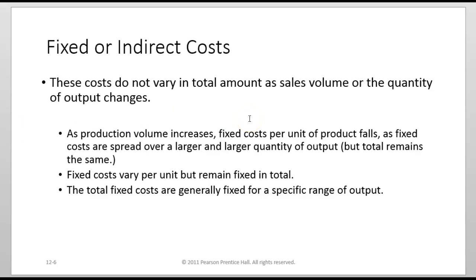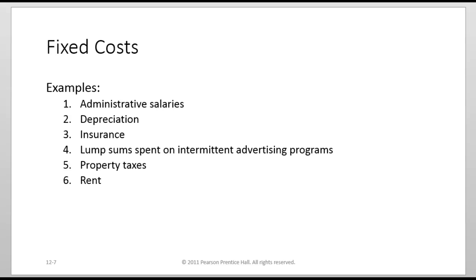So what are fixed or indirect costs? These are costs that aren't going to vary no matter what your sales volume is. If your production volume increases, your fixed cost per unit falls, but they stay the same overall. They can vary per unit, but they'll remain fixed in total. Let's look at some examples of it. I think that may help explain it better. You have administrative salaries. Those are going to be the same no matter what to a certain level. Depreciation, insurance, advertising programs, property taxes, rent, things of that nature that you know what they're going to be from month to month.